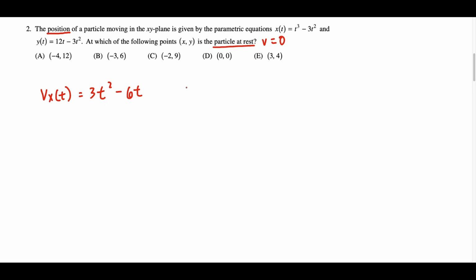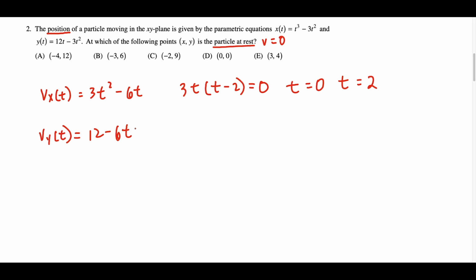And the velocity in the x is equal to 0 when this expression is equal to 0. If we factor it, we get 3t times t minus 2 is equal to 0. And this gives us 2 times: t equals 0, and t is equal to 2. So the next thing we need to find here is the velocity of the y component, because remember, both components have to be 0 for the particle to be at rest. If we take the derivative of y of t, we're going to get 12 minus 6t. And 12 minus 6t is equal to 0 when t is equal to 2.